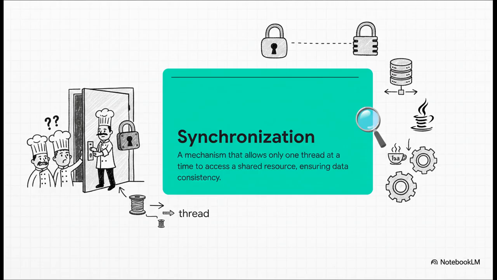You can think of it as putting a lock on that shared piece of data. Only one thread can get the key and access it at a time. It's basically telling the threads, hey, form a single file line, one at a time, please. This ensures our data stays accurate and consistent.